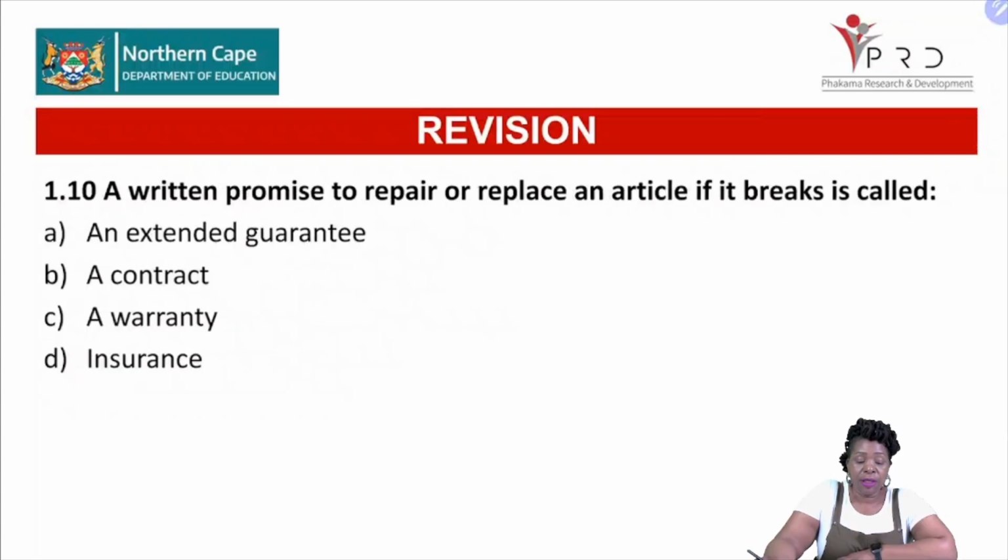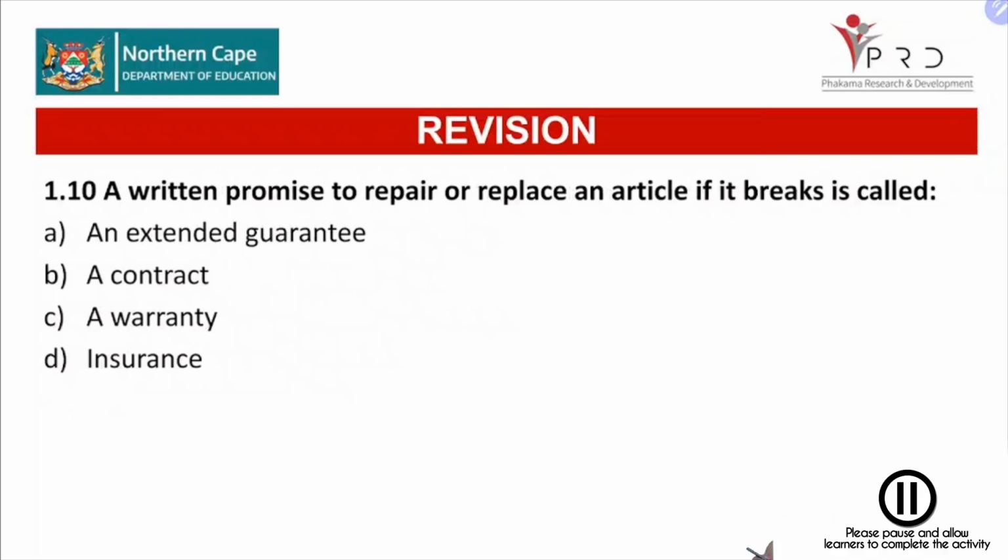Right, 1.10 says a written promise to repair or replace an article if it breaks is called A, an extended guarantee, B, a contract, C, a warranty, and D, insurance. Right, let's answer 1.10 and then we can go to the answers, the solutions to our questions.